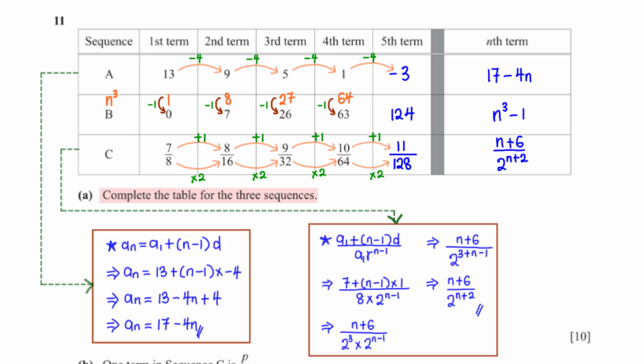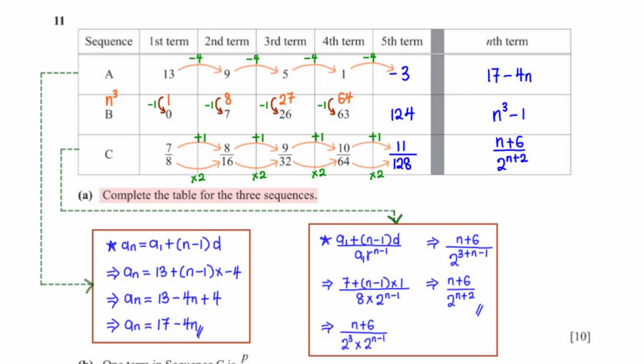For sequence B, we have a cubic sequence. For the first term, 1 cubed minus 1 is 0. For the second term, 2 cubed minus 1 is 7. And so for the fifth term, 5 cubed minus 1 gives us 124. And for the nth term, we have n cubed minus 1.